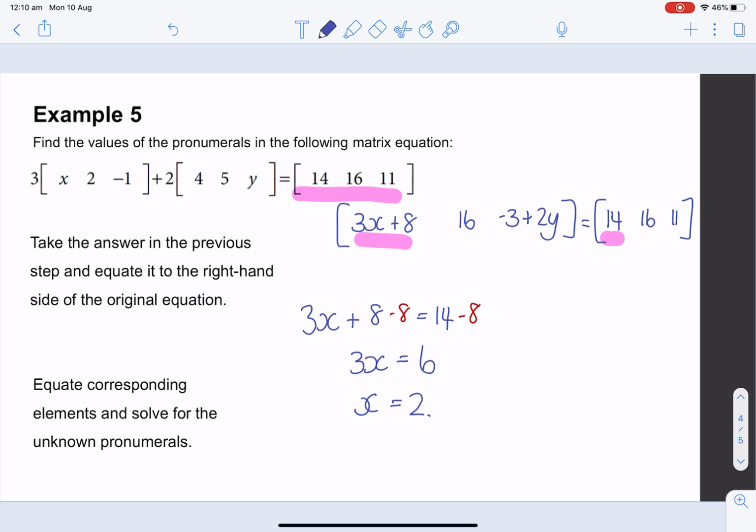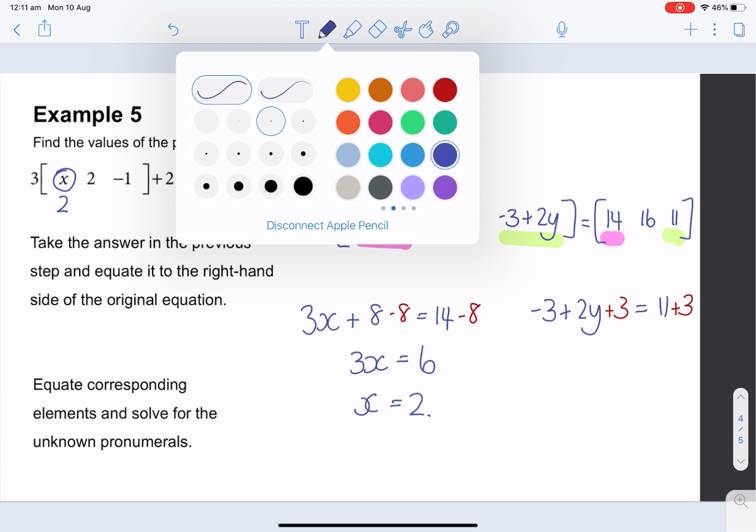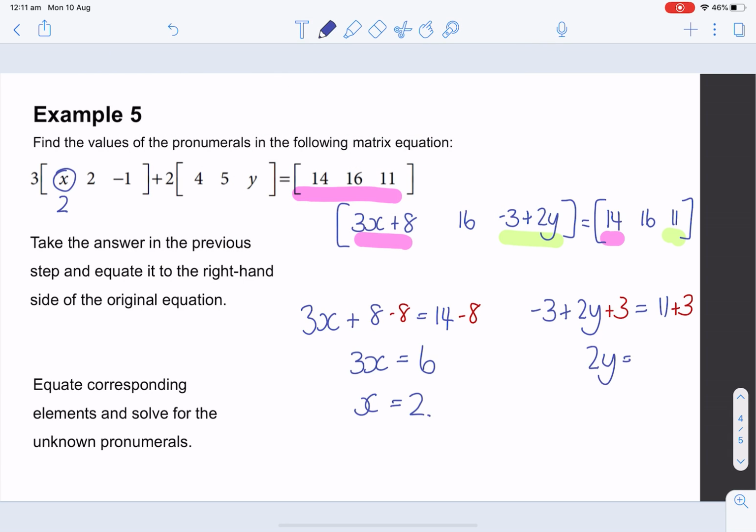So if I fill the gaps here, I would end up with 2 in the place of x. Then I do exactly the same thing and solve for y. I take my equation there, and the corresponding element is 11 at the end. So I've got -3 plus 2y equals 11. I'm going to get rid of that 3, so I need to add 3 to both sides. So I end up with 2y equals 14 and y equals 7. Looking at the original equation again, where the y is, that would be the number 7.